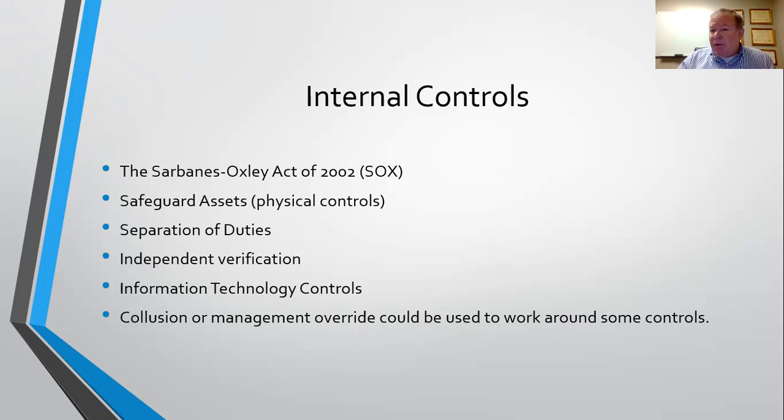Another one would be management override, where management just says, we're going to put this transaction through, we're not going to follow the controls. Occasionally that does happen, but that is another way that controls can be worked around. Overall, controls can be very effective. In most companies, they are. They're regularly examined, they're regularly updated as needed. And again, a lot of times a good internal audit department is a great way to ensure that controls are effective and working.